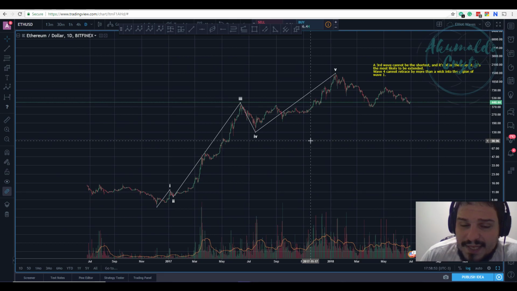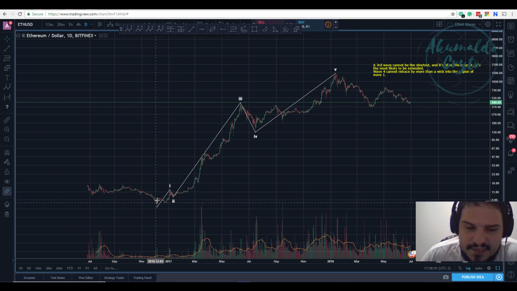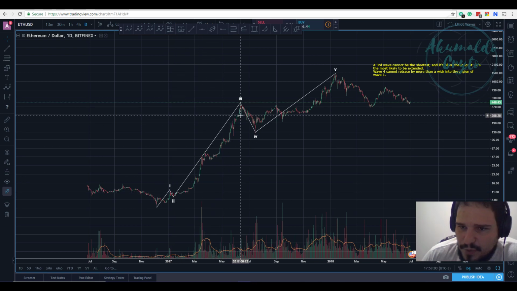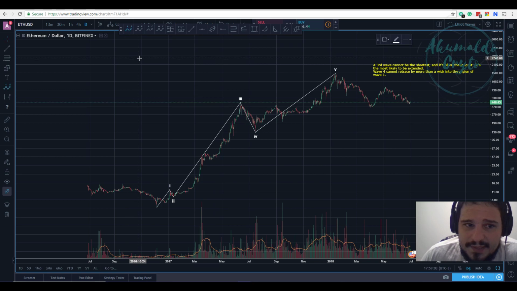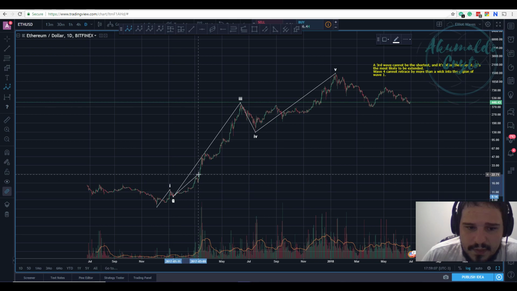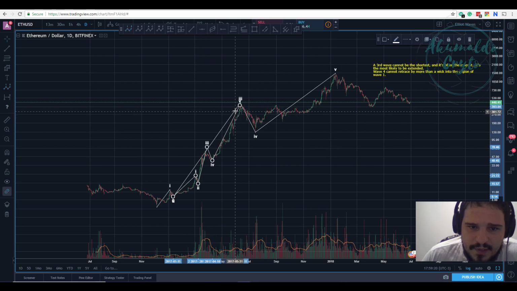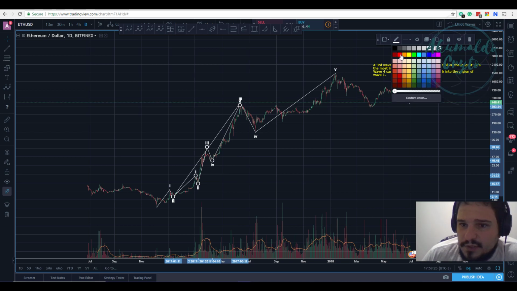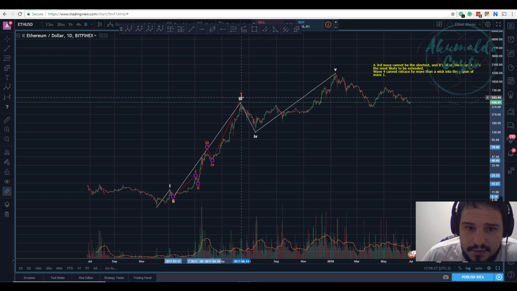What I would like to add is that inside of each of these impulse waves, we have 5 waves. Okay, that's the fractal-like nature of Elliott waves. Okay, here if you want to count inside of wave 3, okay, 1, 2, I would say this is a 3, 4, 5. In this case, 5 would be the longest, okay? But 3 is not shorter than wave 1, okay?